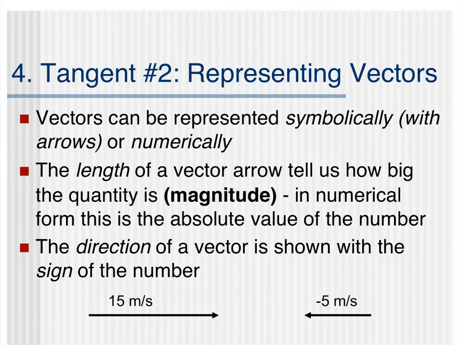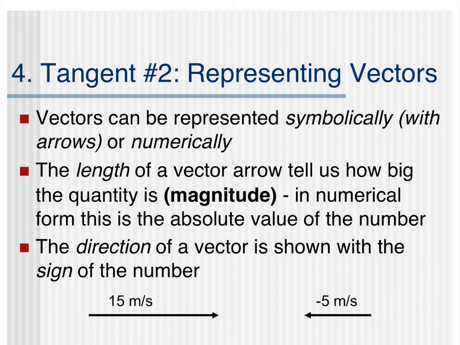Our second tangent is about how we represent vectors. There are really two ways that we represent vectors: symbolically in drawings, where we use an arrow to represent the vector, or numerically. When we represent a vector symbolically with an arrow, the length of the arrow gives us an idea of the relative size, or magnitude, of the vector. In this example at the bottom, this arrow is bigger than this arrow. That means this quantity is bigger than this quantity. So we can get a relative size of which vector, whether it's velocity or force or whatever, has a greater magnitude.